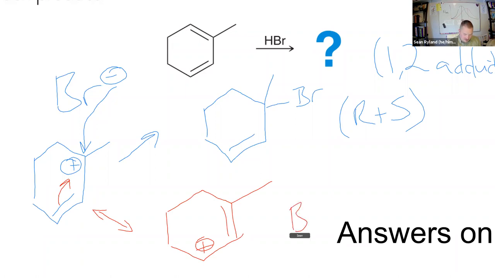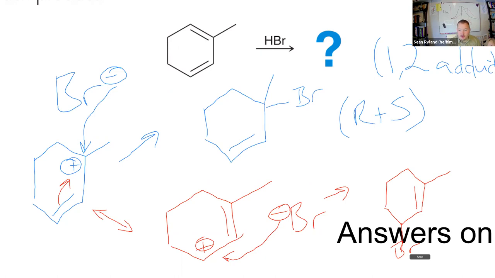Our bromide can come in here and attach. And so our 1,4 adduct has the bromine on the bottom carbon. So those are our two possible products. That's how we would draw the resonance structure for each of those products. The only difference between the two is that I had that resonance structure in between.